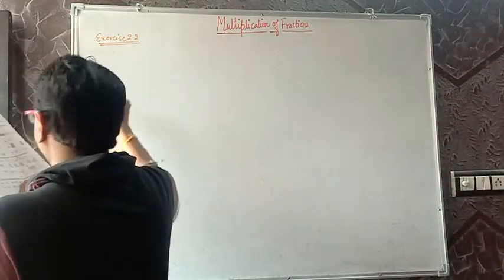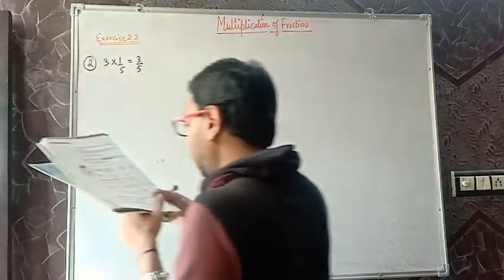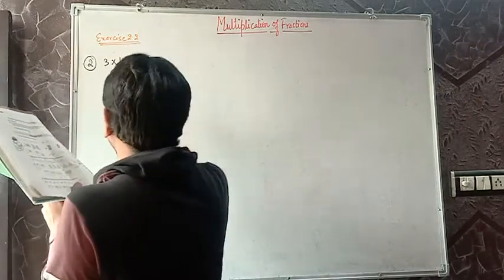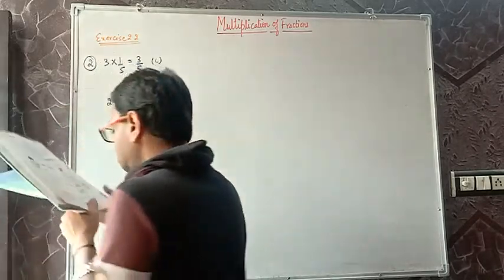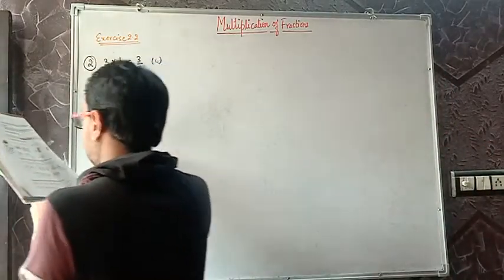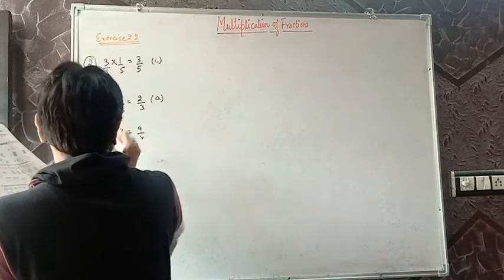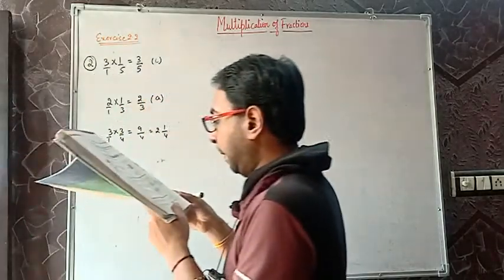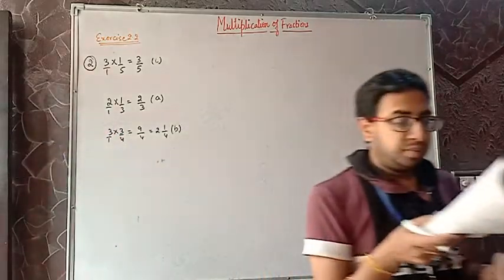So question number 2: 3 1 by 5 is equal to 3 by 5, which is shown by figure C. Next, 2 1 by 3 means 2 by 3, which is shown by figure A. Next, 3 3 by 4 means 9 by 4. 9 by 4 means 2 1 by 4, which is shown by figure B. Are we clear?